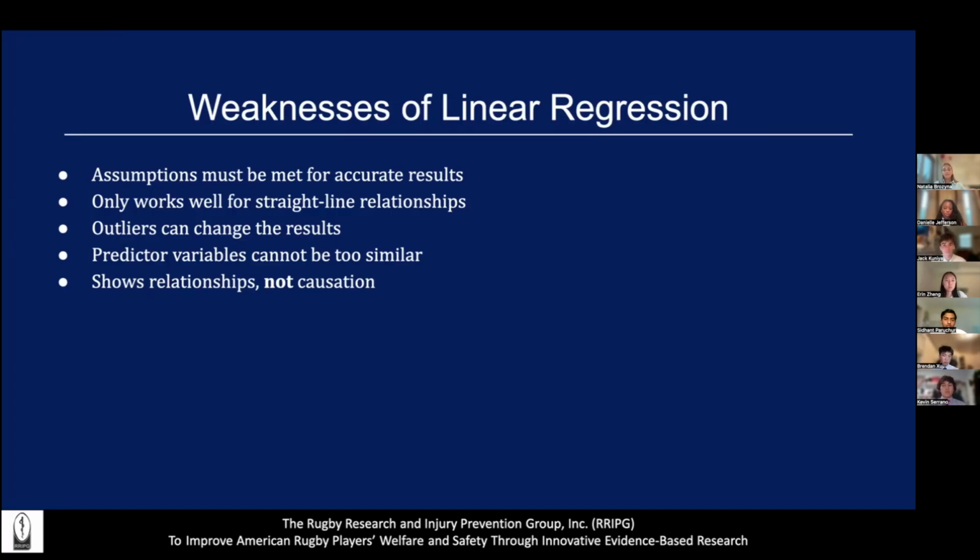Outliers can really skew the data and affect if it's valid. And predictor variables shouldn't be too similar because they reduce the model's accuracy. Lastly, it shows the relationship, not causation, so one variable does not cause another.